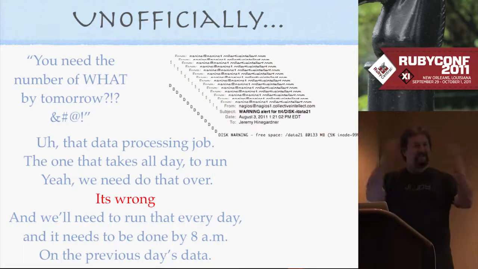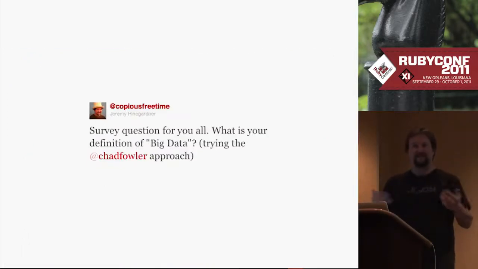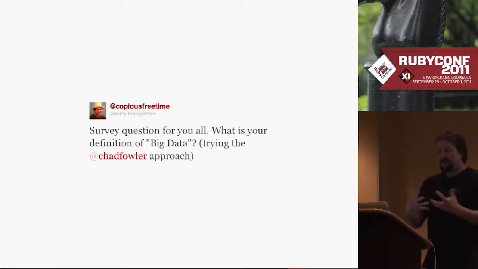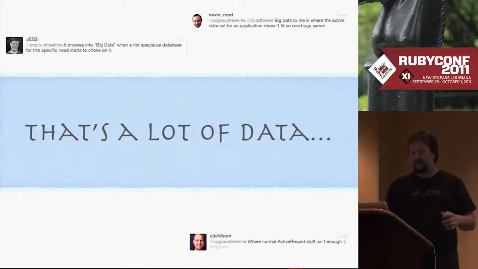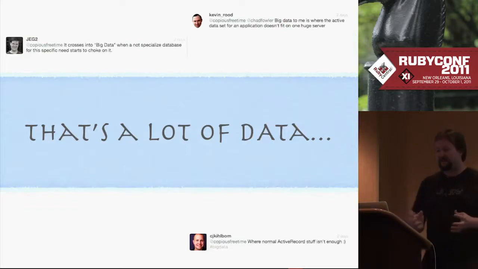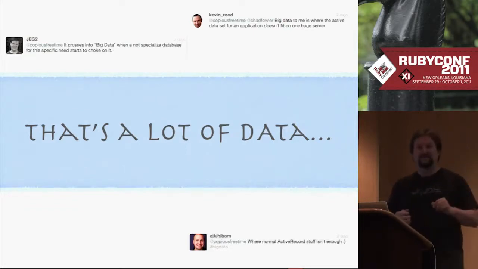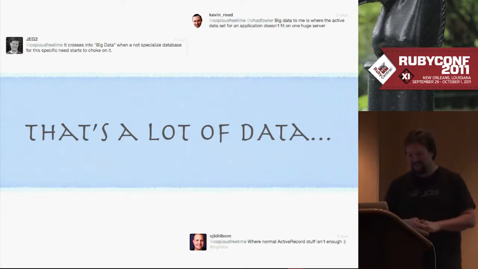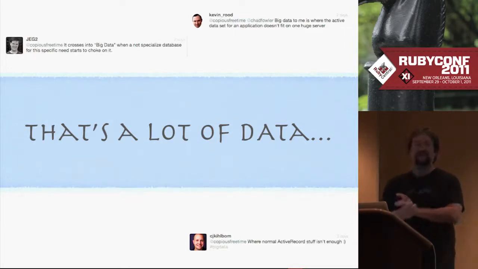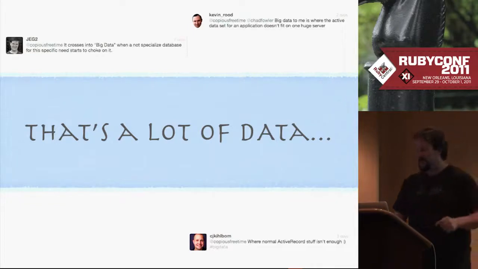Exactly. So I asked you guys, and I also did the Chad Fowler approach and many other people's approaches. What is your definition of big data? And they kind of broke down into 3 different areas that I can define. One of them is that it's a lot of data. So I personally like CJ's, which is if Active Record can't do it, it's big data. I think that's a good one. JEG too. Everyone knows James Edward Gray, awesome guy. He says it's big data when I have to use a specialized database. So that's also a decent one.